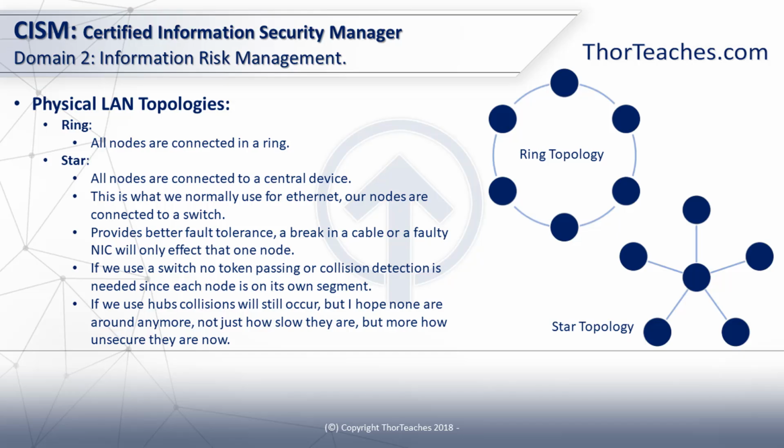Hubs also use the star topology, but I really hope we don't have any of those left out there. But I also have to be realistic, we probably do. If you have those in your network, you should really look at getting rid of them. Not only are they horribly inefficient in how they handle traffic, but they're also very unsecure. And switches are pretty inexpensive now. So if you see them and you have them in your network, buy a switch and replace them.